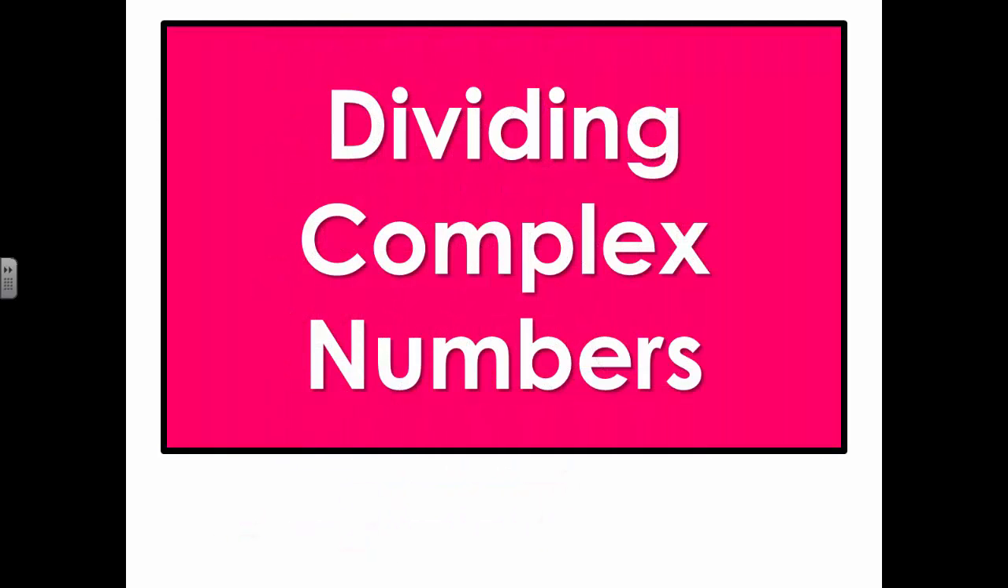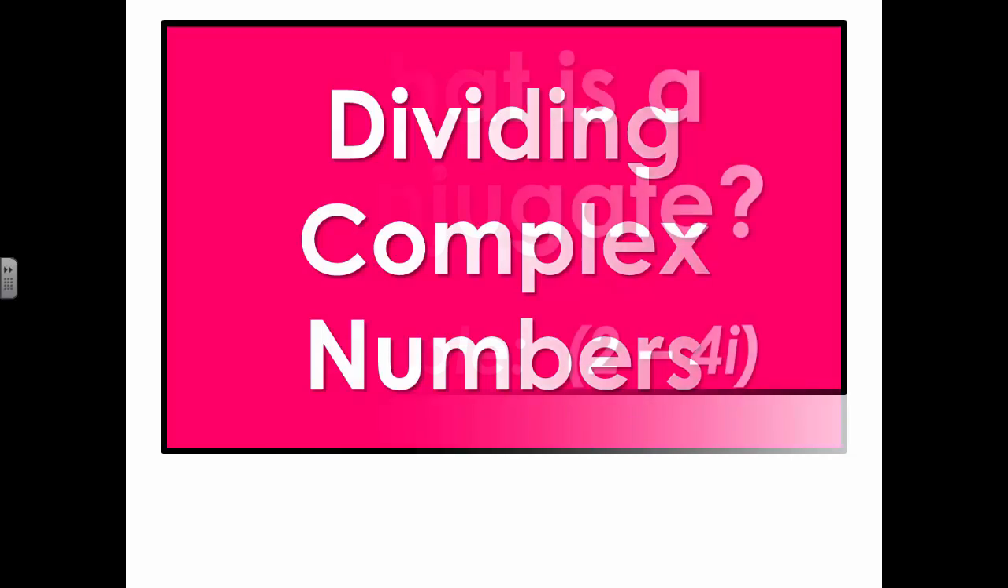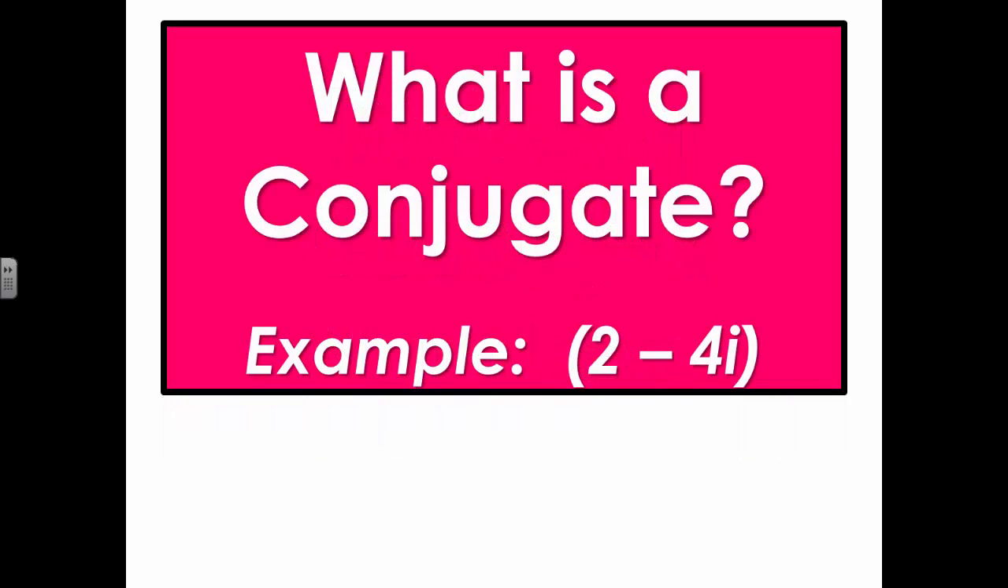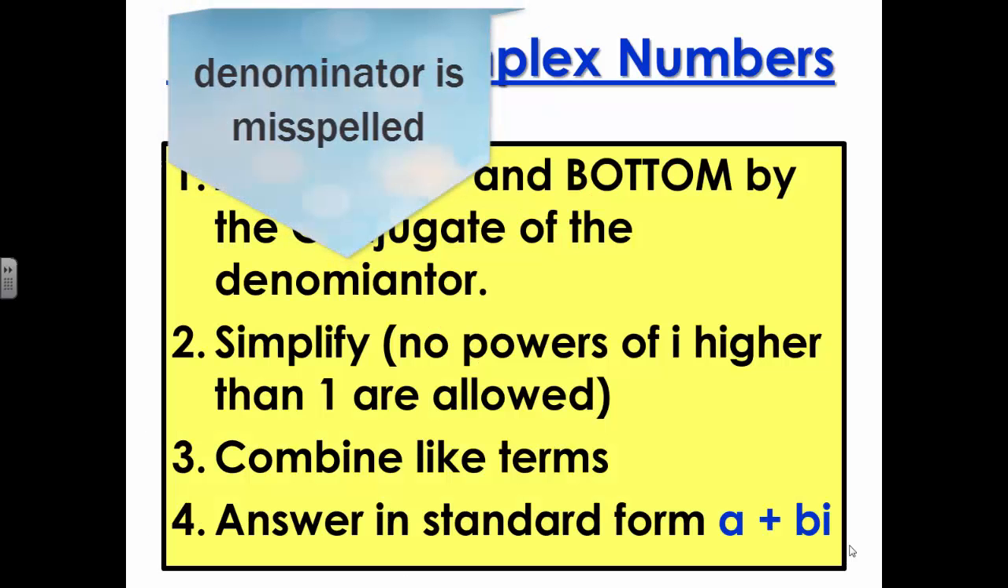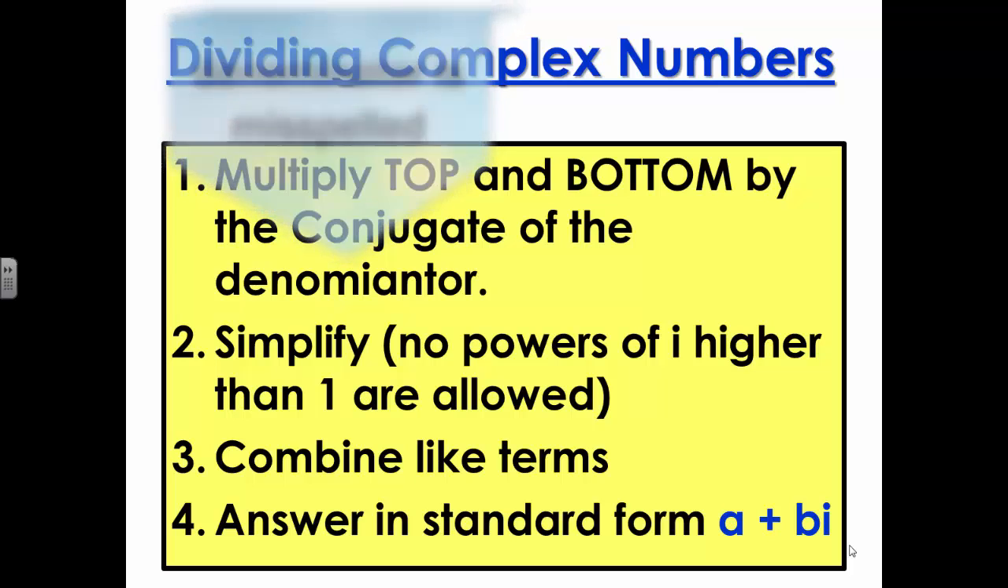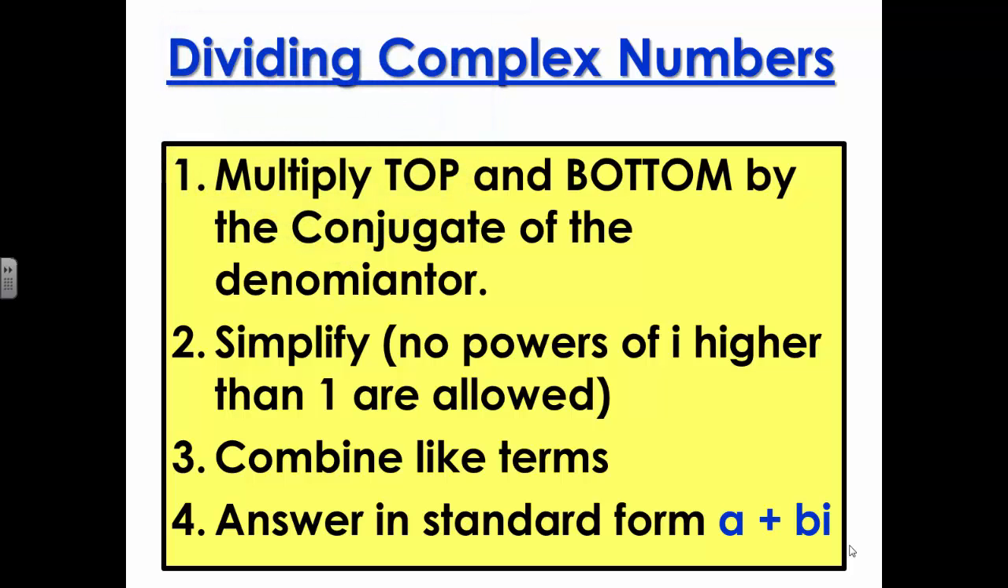Dividing complex numbers. In order to divide your complex numbers, you need to know about a conjugate. For example, if 2 minus 4i, they're asking you to find the conjugate, all you have to do is change the sign of the number in between. In dividing complex numbers, you must multiply the top and the bottom of the fraction by the conjugate of the denominator. You're going to simplify all those powers of i that are higher than a first power, combine your like terms, and then make sure your answer is in standard form.